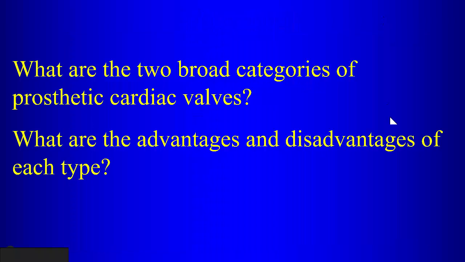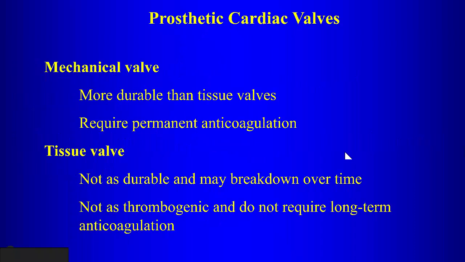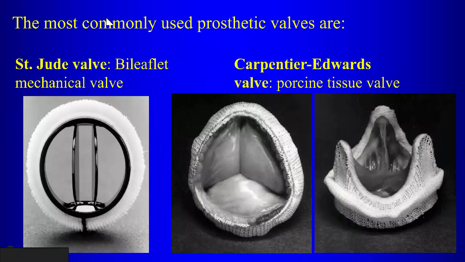But there are two broad categories of prosthetic cardiac valves. And what are the advantages and disadvantages? So what are the two broad categories? Mechanical and tissue valves, right. So what are the advantages and disadvantages? Mechanical valves last longer, but they require anticoagulation. The tissue valves do not require anticoagulation, but they don't tend to last as long as mechanical valves. All right, so that's the basic difference between mechanical valves and tissue valves.